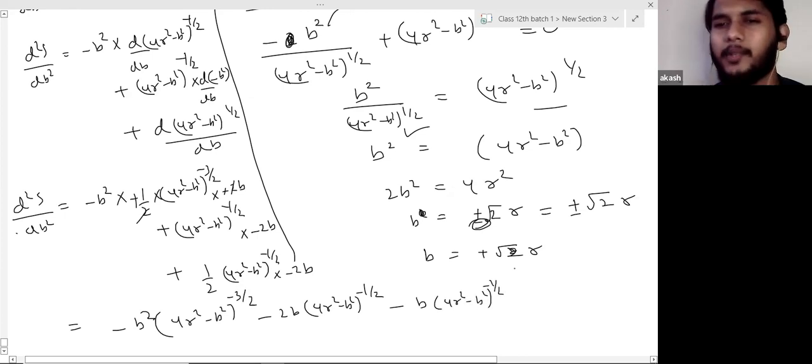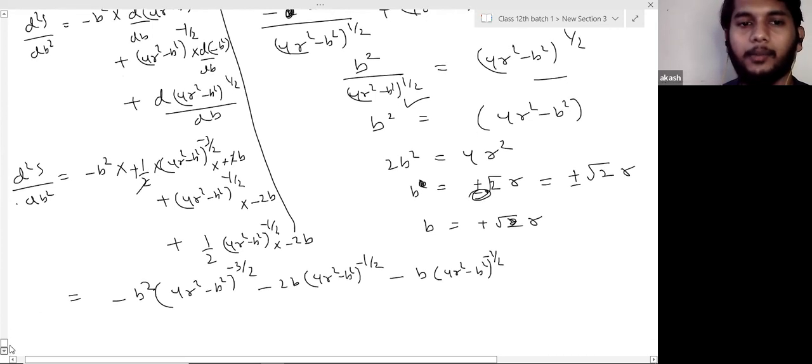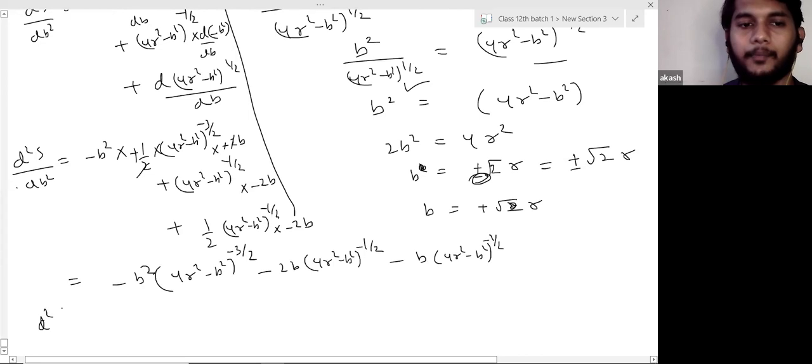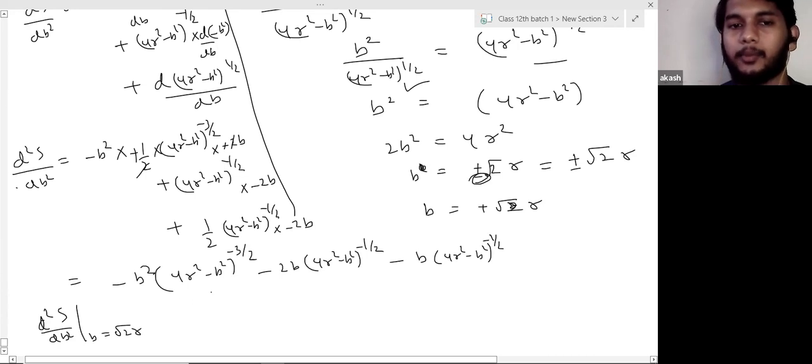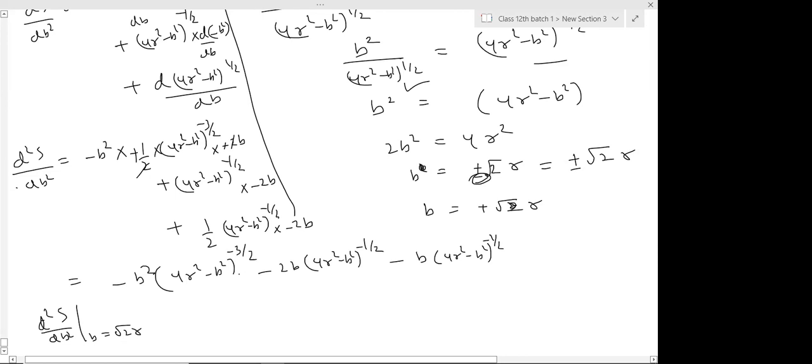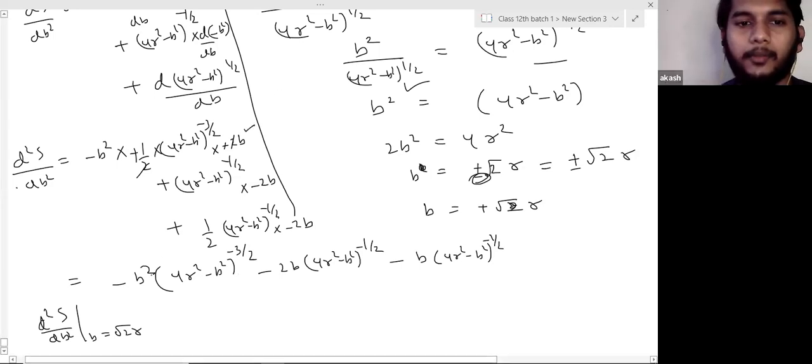You can directly put the value of b as root 2r, no issues. So please put the value and tell me what you are getting. Put b equals to root 2r in this equation. Tell me what value you are getting. So in the first term, I think it should be b cube, right? Yes, this b is also there. So b cube, very good, Krishna.